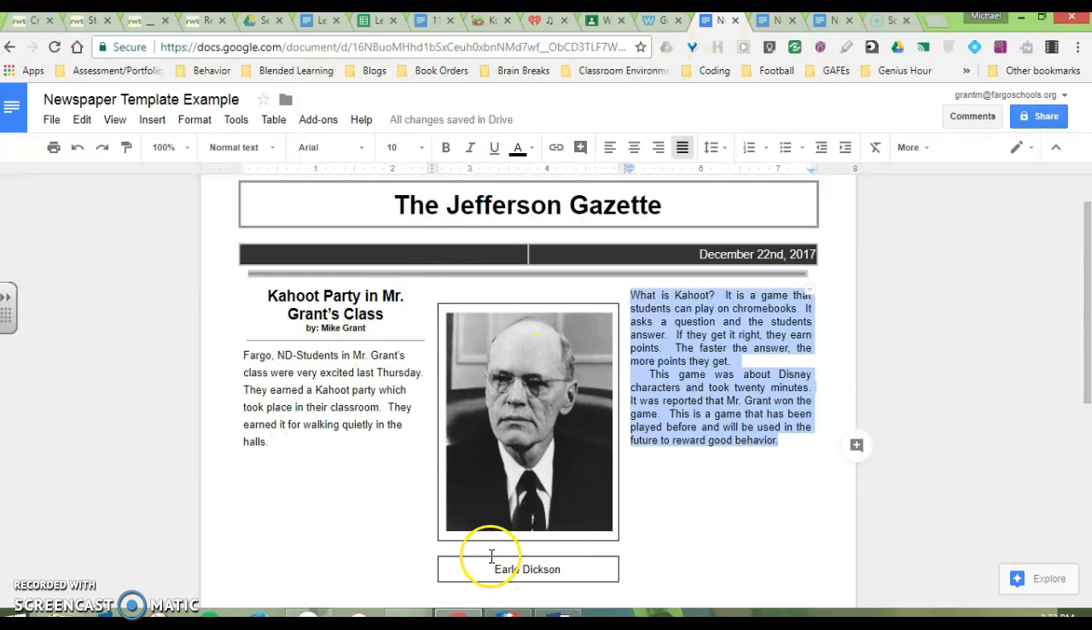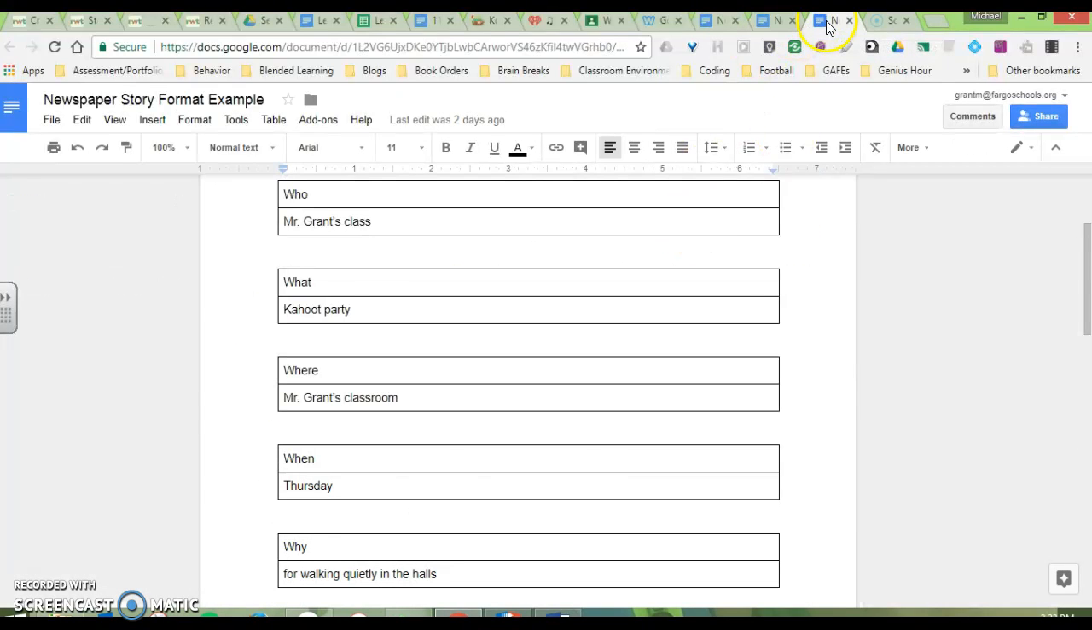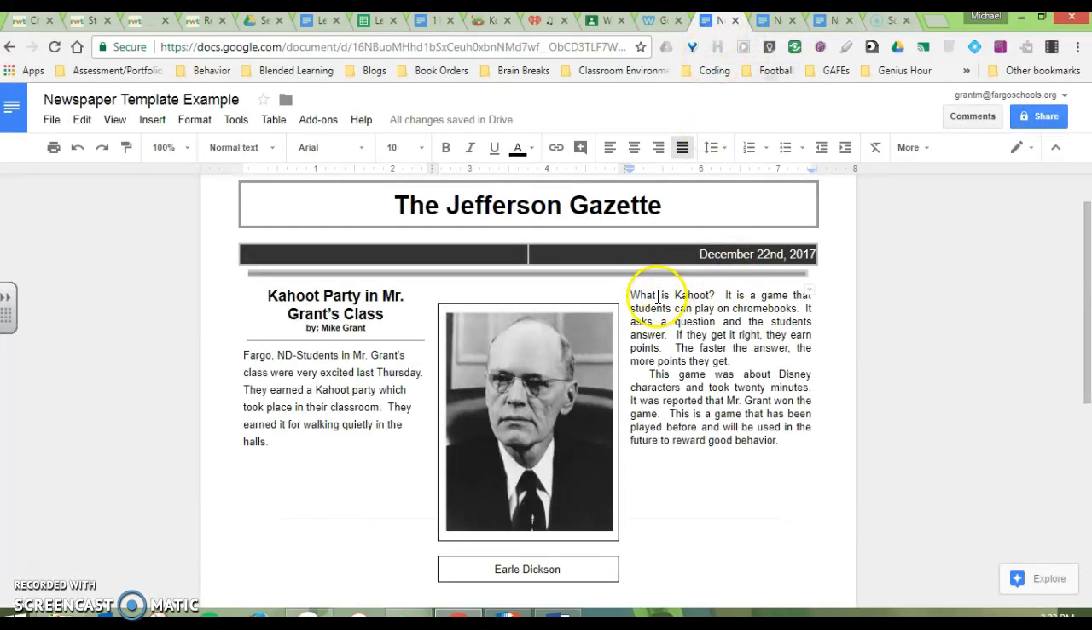This, we're not going to worry about the pictures and the caption right now. We're going to come back to that later. Over here, my next paragraph, I took from the less important details and the least important details. So I've got everyone was part of the party, it was 20 minutes, it was on Disney characters, Mr. Grant won the game. So, here I have what is Kahoot.